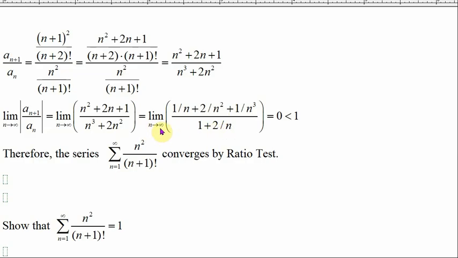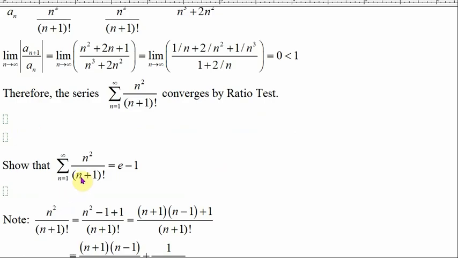As n approaches infinity, all of these terms up here will approach 0. And then 2 over n also approaches 0. So for the whole thing, we get 0, which is less than 1. And therefore, the limit of the ratio a sub n plus 1 over a sub n as n approaches infinity is less than 1. And therefore, the series with the expression n squared over (n plus 1) factorial converges by the ratio test.